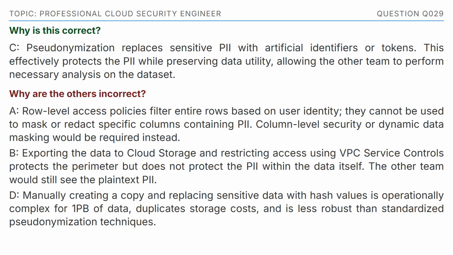Why are the others incorrect? A. Row-level access policies filter entire rows based on user identity. They cannot be used to mask or redact specific columns containing PII. Column-level security or dynamic data masking would be required instead. B. Exporting the data to cloud storage and restricting access using VPC Service Controls protects the perimeter but does not protect the PII within the data itself. The other team would still see the plaintext PII.